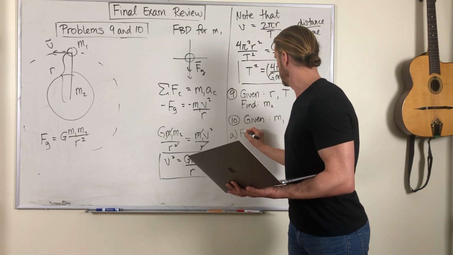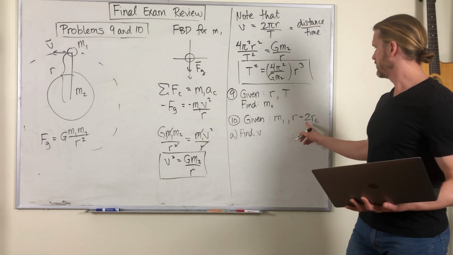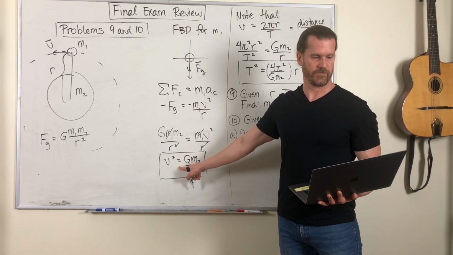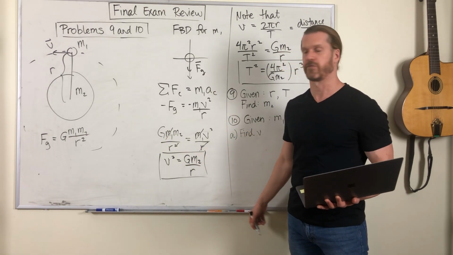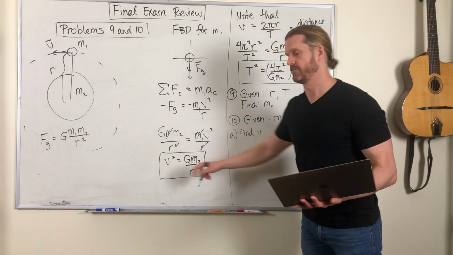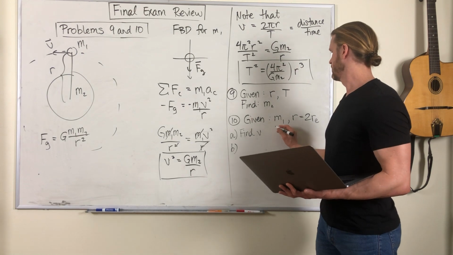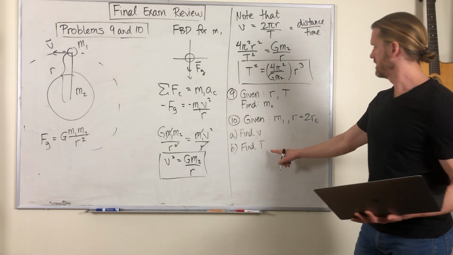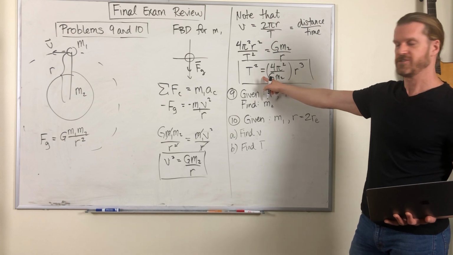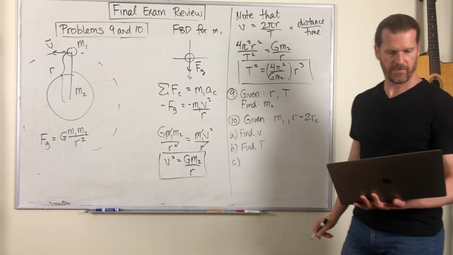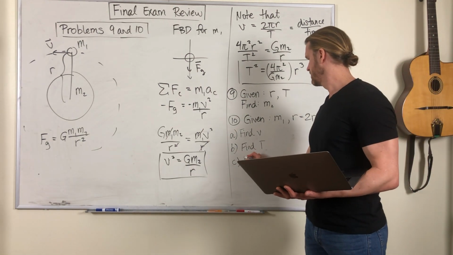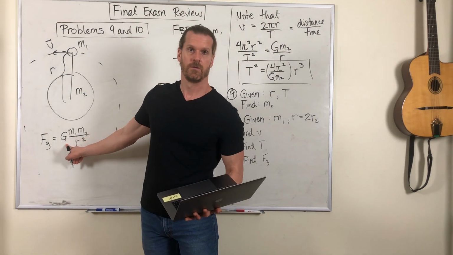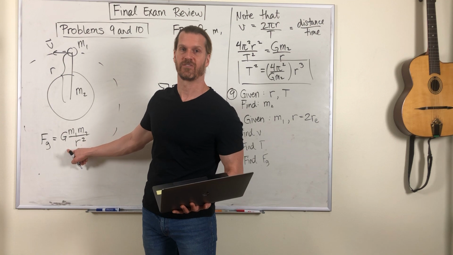So A, find the speed, and you can find that using our equation here for speed. You're allowed to look up the value of the Earth's mass. So we find v using this equation. And in part B, we find the period, and you can find the period using this equation. And in part C, find the gravitational force acting on the satellite, meaning calculate this value of Fg from Newton's law of universal gravitation. So plug in the numbers into this equation.